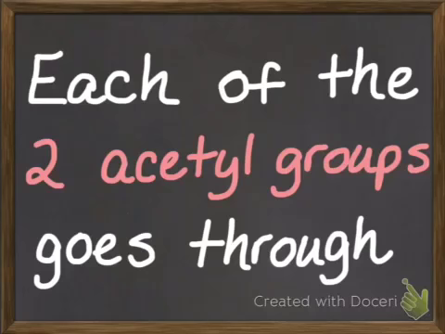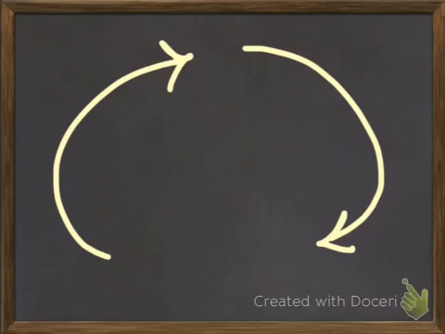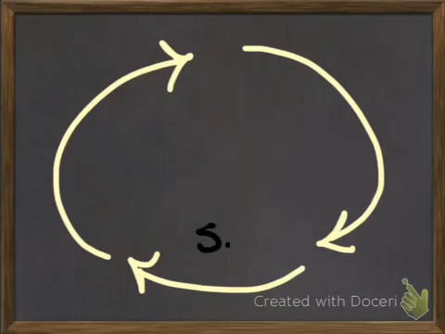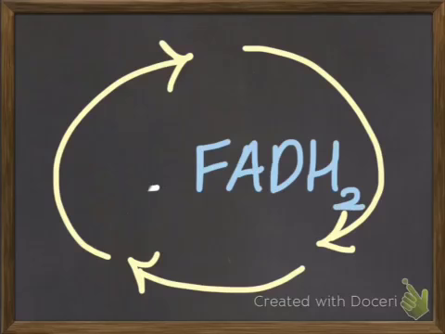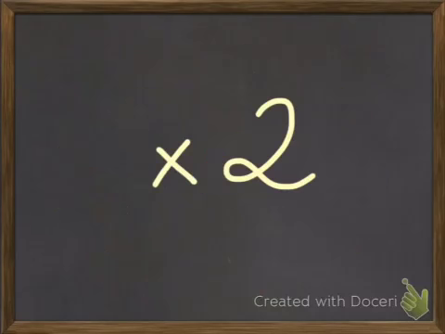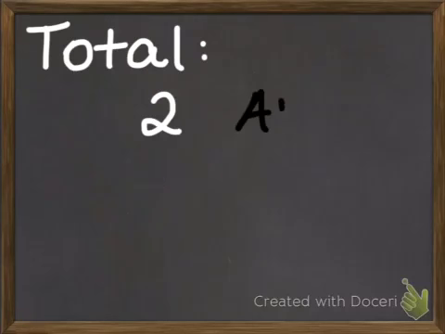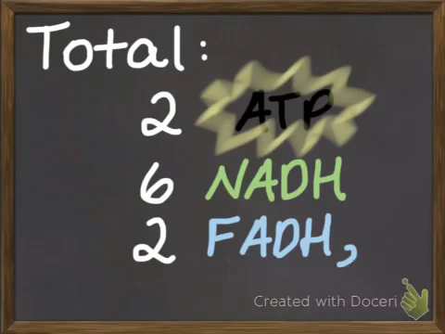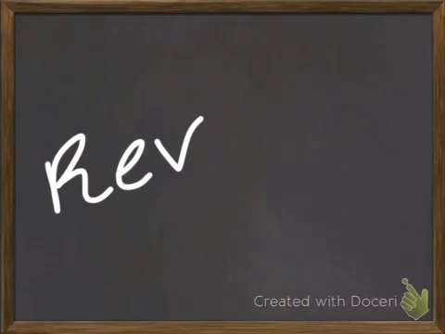Well, each of the 2 acetyl groups goes through this cycle. It all occurs twice. Thus, the end total of Krebs is 2 ATP, 6 NADHs, 2 FADH2, and 4 CO2s. Alright, here's a quick review.